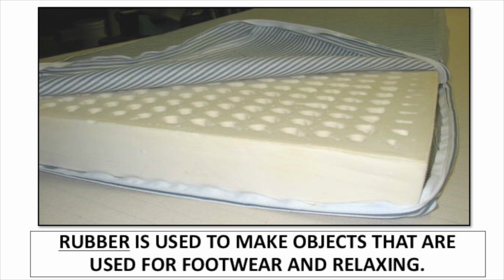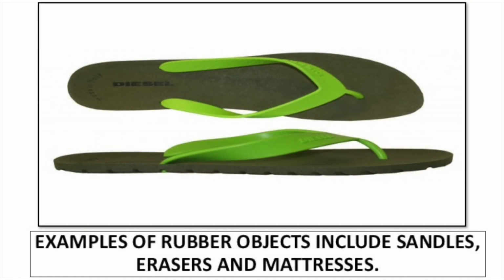footwear and relaxing. Yes, rubber is a nice soft material, so it's nice for sitting on or lying on. On your beds, if you have a mattress, on the inside you would see the rubber because it's soft and bouncy and good for lying and sleeping on. Examples of rubber objects include sandals, erasers, and mattresses.